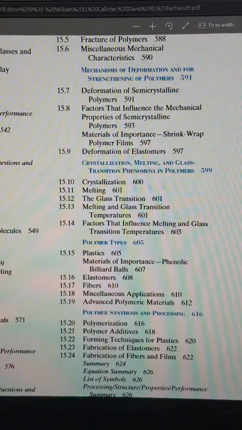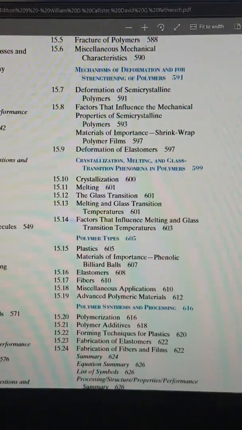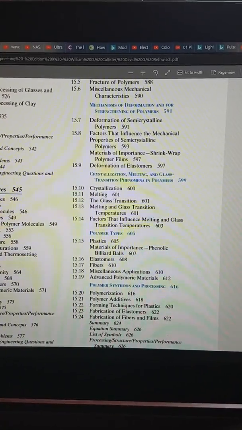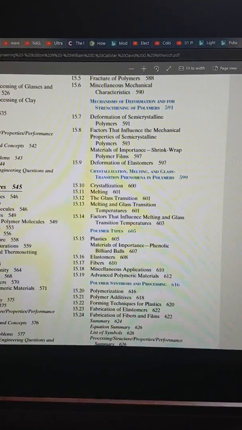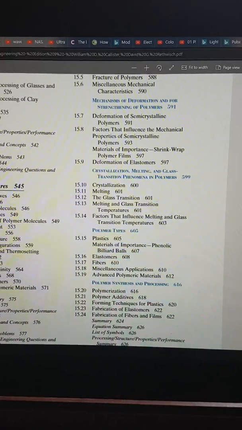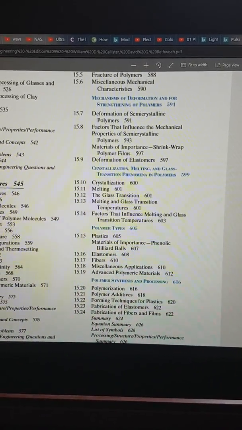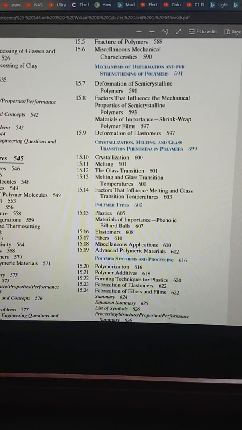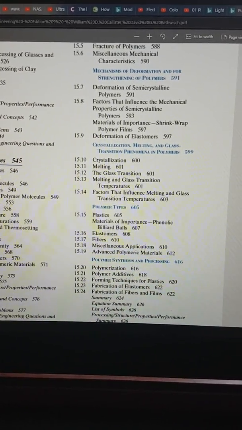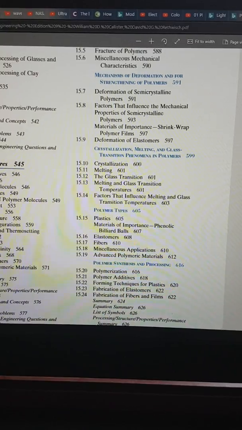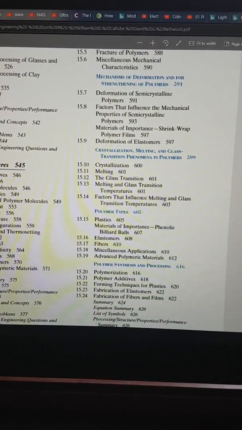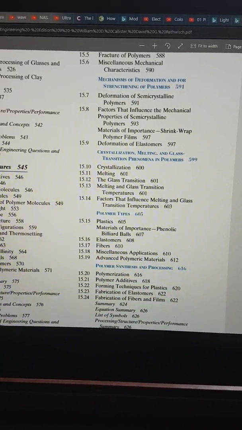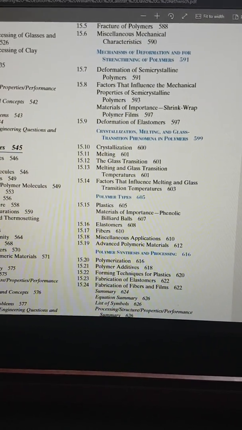Crystallization, melting and glass transition phenomena of polymers. We're going to see a lot. We're going to see the types of polymers, plastic material types. We're going to see elastomers. We're going to see fibers, miscellaneous applications, advanced polymeric materials. We're going to see polymerization, polymer additives, forming techniques for plastics, fabrication of elastomers, fabrication of fibers and films. This is a very extensive topic. Polymers is a whole course on its own.